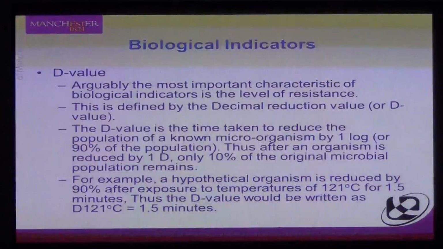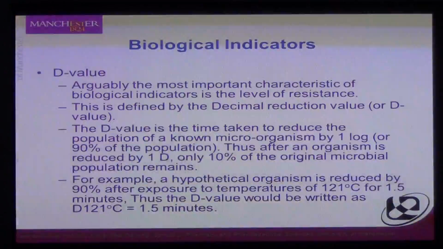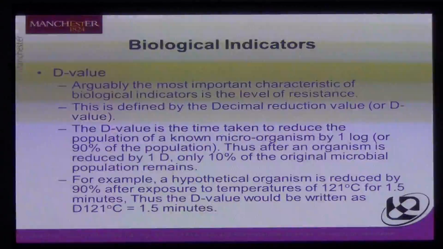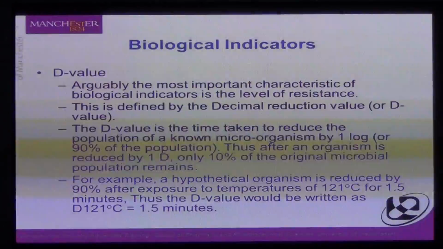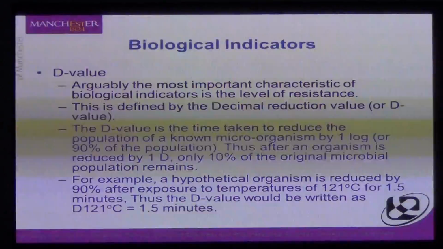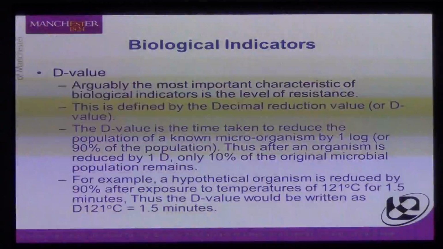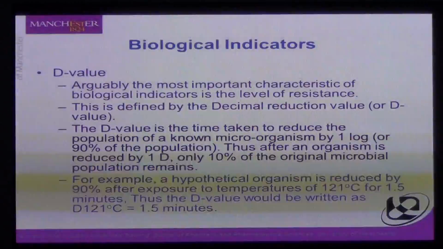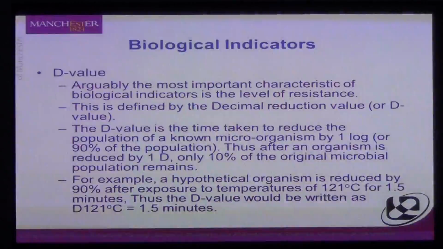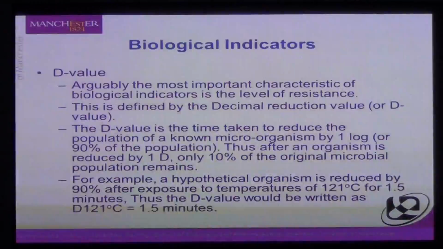D-value, as I said, is arguably the most important concept. It is defined as the decimal reduction value. The D-value is the time taken to reduce the population of a known microorganism by 1 log, which is equivalent to 90% of the original starting population. Therefore, if an organism is reduced by 1D, it means that only 10% of the original population remains.